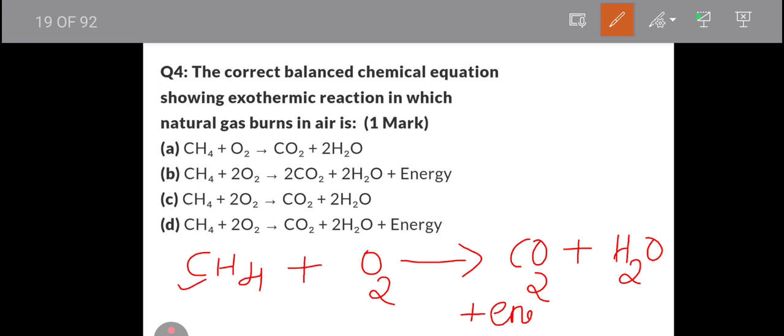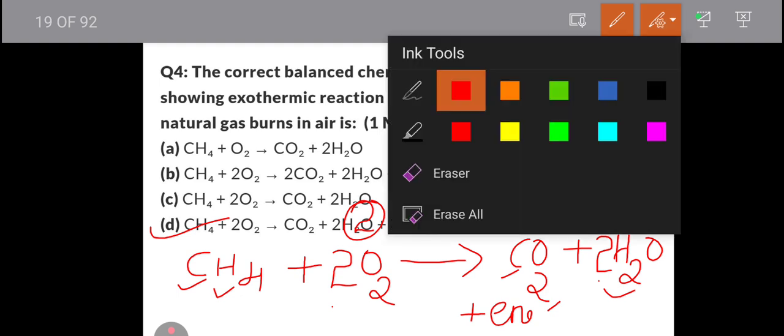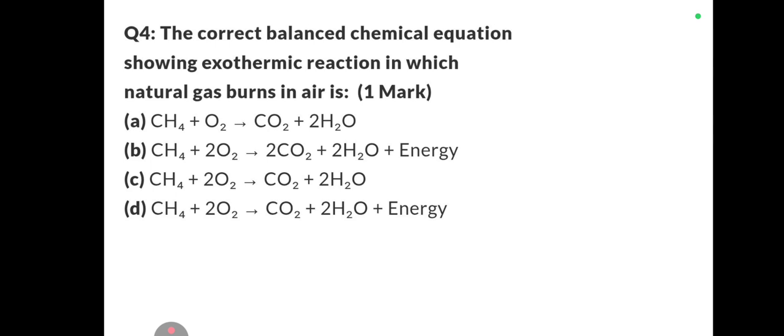You can see here one carbon is here, also one carbon, so carbon is balanced. Now you just see here 4 hydrogen is here, but here only 2 hydrogen is there, right? So you have to make it 4. How will you do? You will put 2 in the front. So this 2 is common for hydrogen and oxygen. Now you can see there are 2 oxygen on the reactant side, but on the product side you have 2 and 2, that is 2 plus 2, 4 oxygen. So here only 2 oxygen is there, so you have to make it 4. How will you do? You will put 2 at the front. So the correct option is CH4 plus 2O2 gives CO2 plus 2H2O plus energy. That is option D, the correct answer. Hope this question is also clear to you. Let's move to the next question.